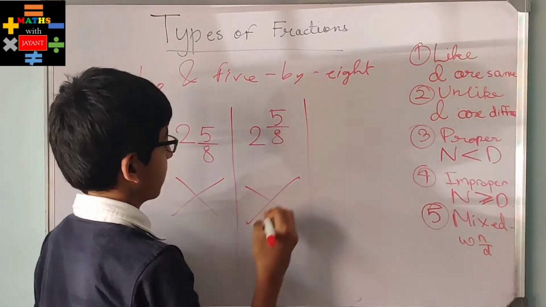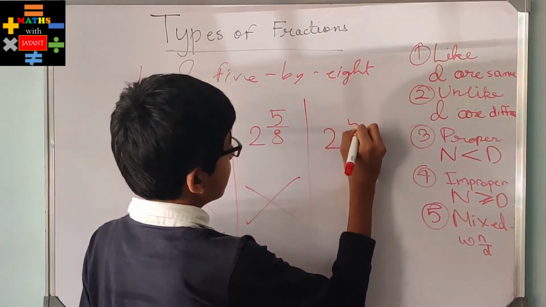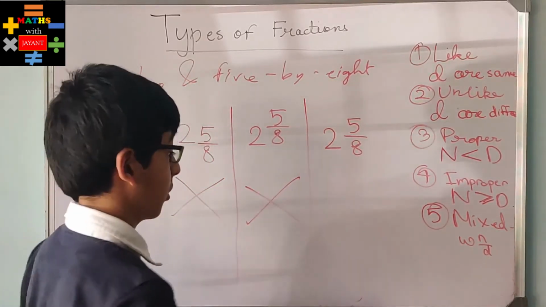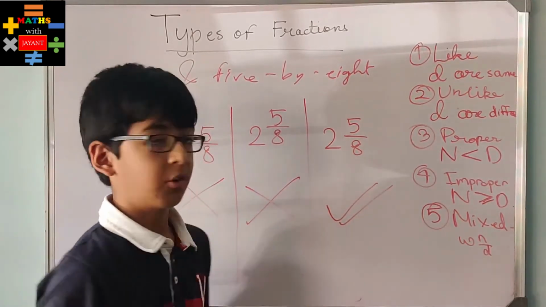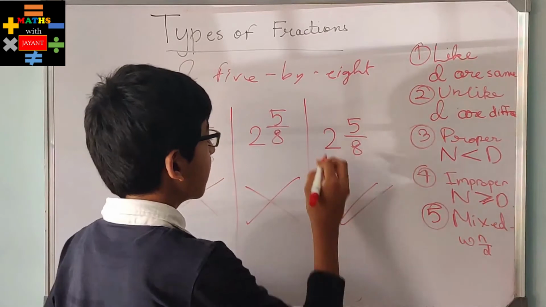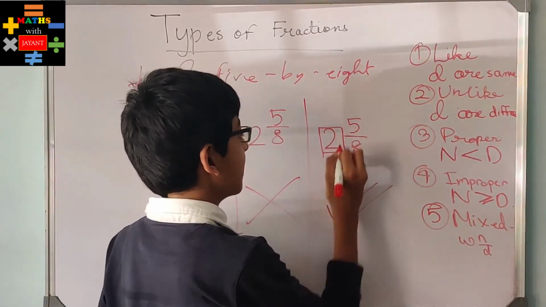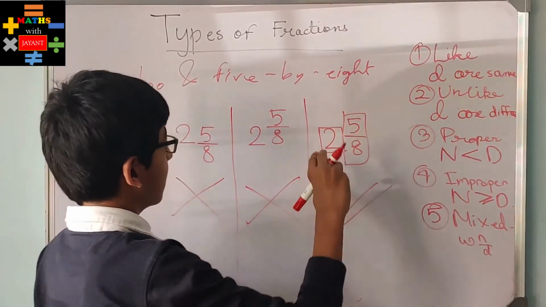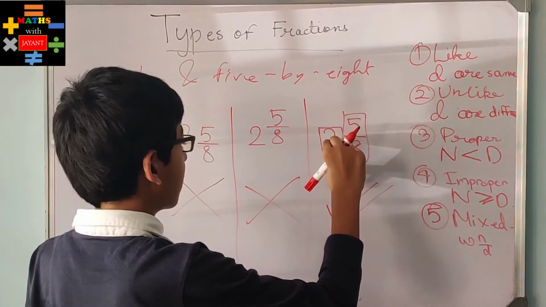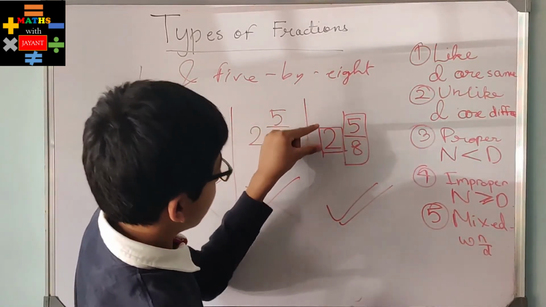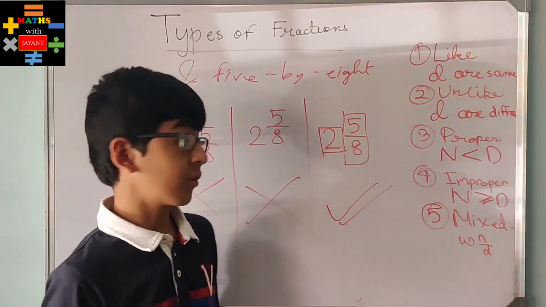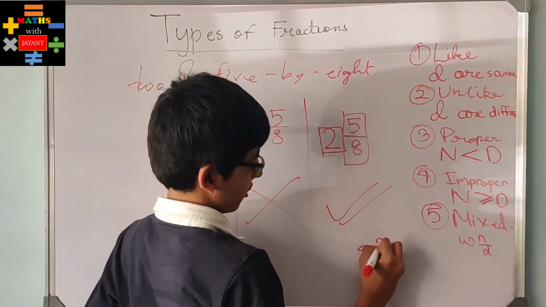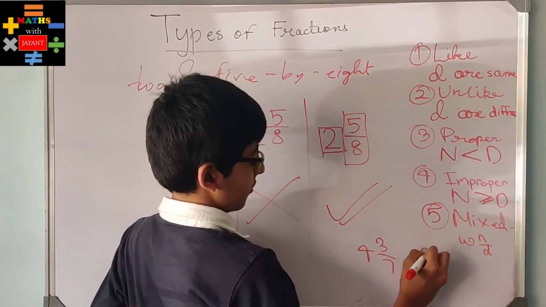Let us give one more try. 2 and 5 by 8. What do you say? Is this right or wrong? It is correct. Why? Because this is in the middle. The fraction is placed in the middle and the number is also in the middle. The number is not at the bottom or at the top. It's at the middle. So this is how you write a mixed fraction. Like this, 4 and 3 by 7, 5 and 2 by 8.